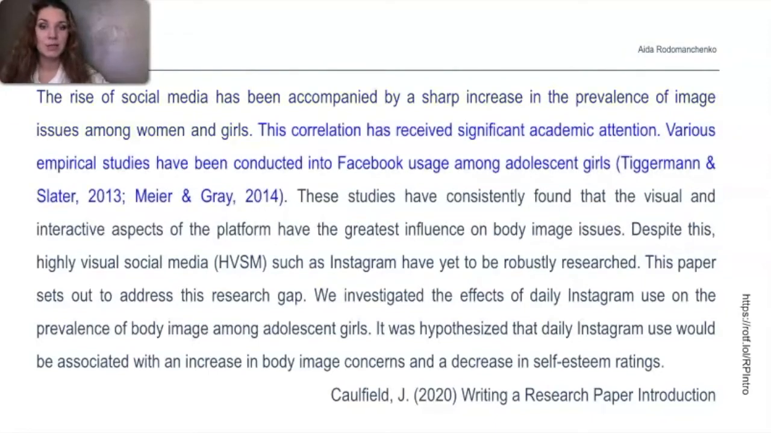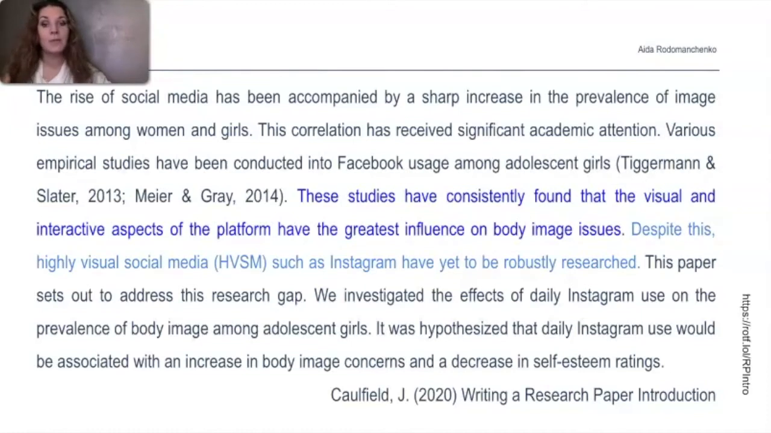The second sentence shows the body of evidence that exists. It's a very general statement. The third one shows the research that already exists. It's there and it's stated.